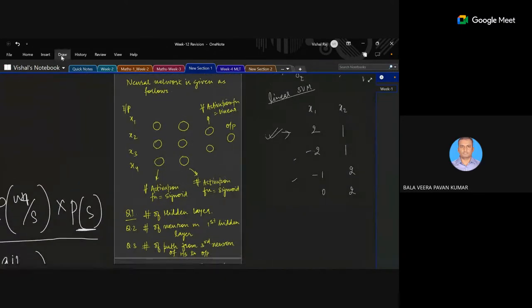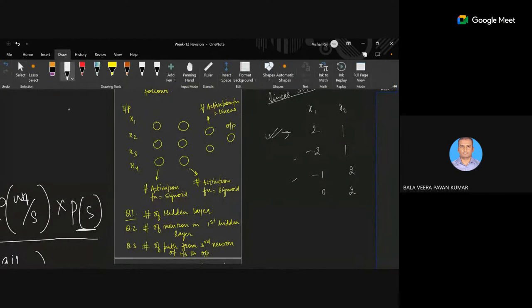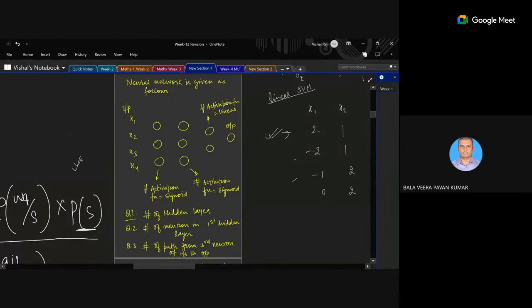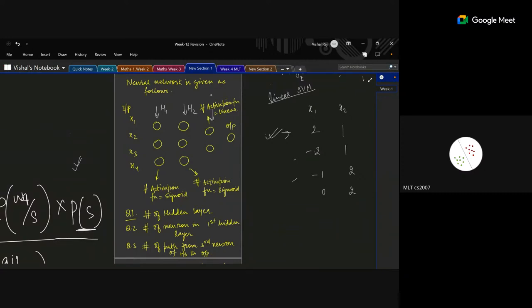Sir, are all the columns the layers, or the rows? No, see, hidden layer means this one. This is the first hidden layer, this is the second hidden layer, and this is the third one. It's not rows and columns. Okay, you can think of that as a row, but the first one is the input that you are applying, okay?